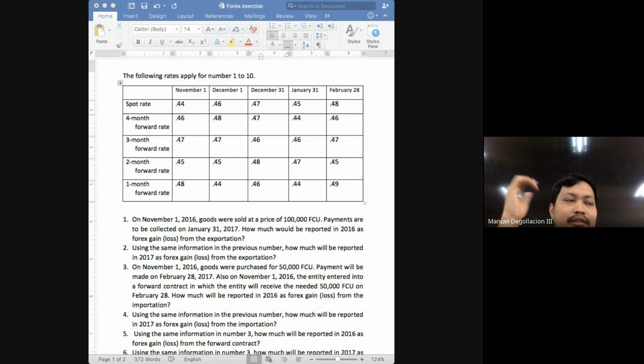Those are irrelevant. Is that clear, class? Only use the spot rate if it is only an importation and exportation transaction. Will there be problems wherein it will only involve importation and exportation? Yes. But the majority of the problems, class, will involve, aside from an importation or exportation, a forward contract. And that is when you will have to use the forward rates. But again, if it is simply an importation or exportation transaction, use only the spot rate. If you go beyond that, then you are only making it needlessly difficult for yourself.